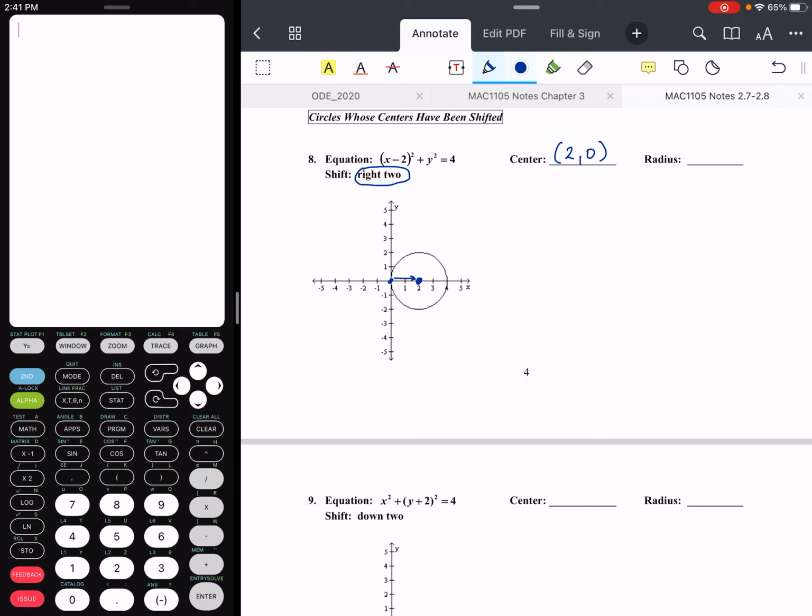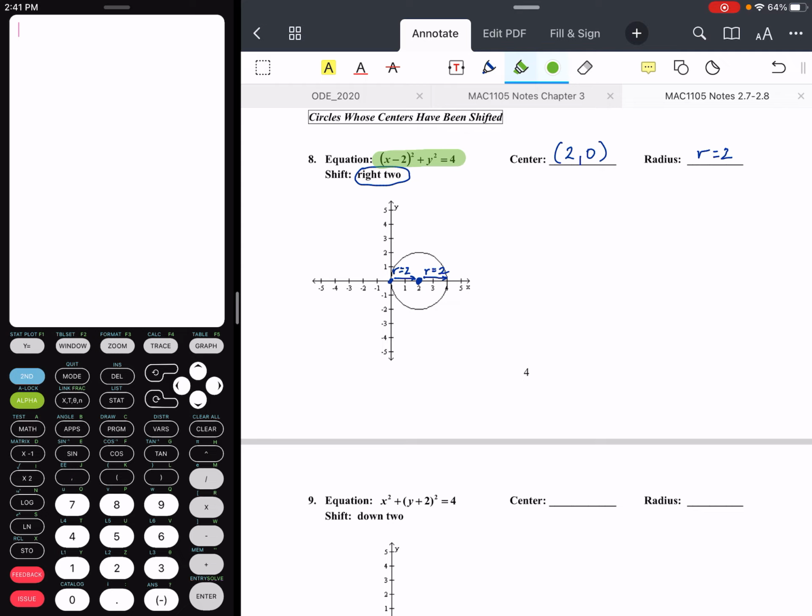And the radius, if I go from the center to the edge of the circle, going from 2 to 4, for example, gives me a radius of 2. Or going from 2 to 0 also gives me a radius of 2. So my radius equals 2. Center of 2, 0, my radius equals 2. So the equation for this circle is (x - 2)^2 + y^2 = 4.